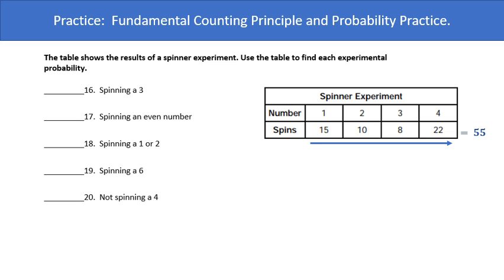Probability is favorable results over total. We spun a total of 55 times, so 55 is going to be our denominator. Okay, 16. What's the probability of spinning a 3? Well, how many times did we spin a 3? We spun a 3 8 times. So guess what our probability is? 8 over 55. Done and done.